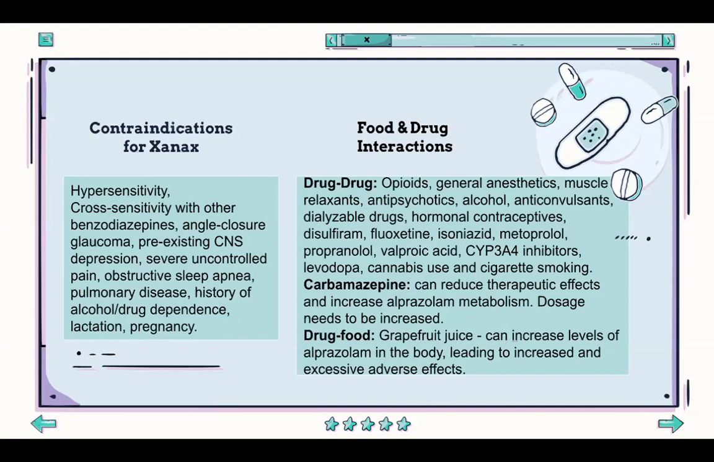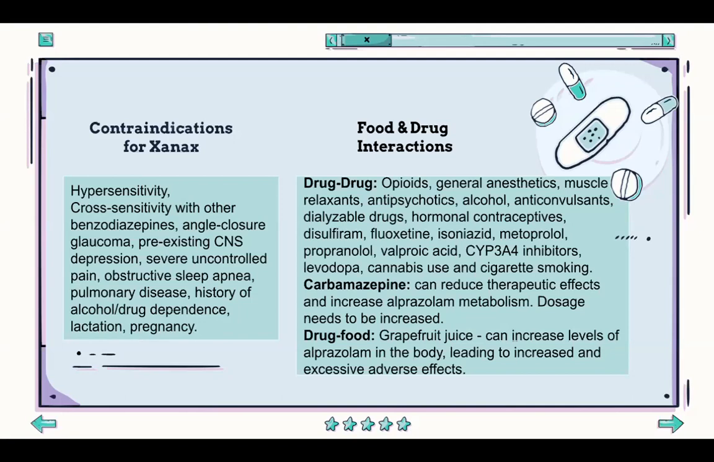Having that history of dependence is also risky because this drug, as mentioned, is a Schedule 4 controlled substance. There are a lot of drug-to-drug interactions. Some main ones to note are opioids, general anesthetics, antipsychotics, alcohol, anticonvulsants, hormonal contraceptives, and another main one to note is cannabis use and cigarette smoking.